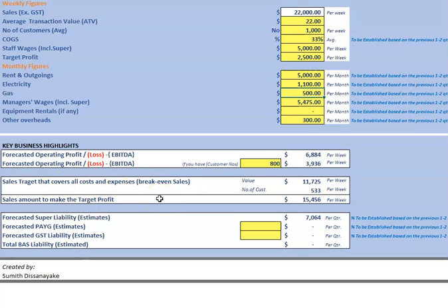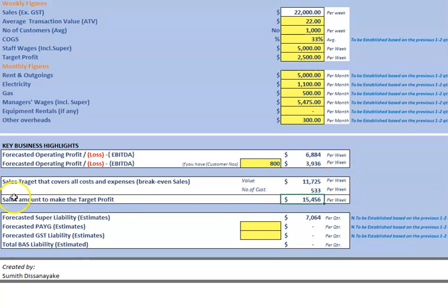That is the target sales that you need to cover all your costs and expenses. So in this scenario, your break-even sale value is 11,725. If you make 11,725, your business is breaking even. No profit, no losses. And for you to achieve that, you need 533 customers coming in every week so that you are breaking even with your business.